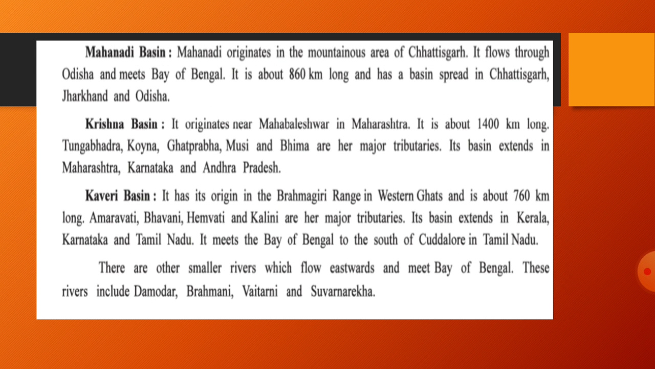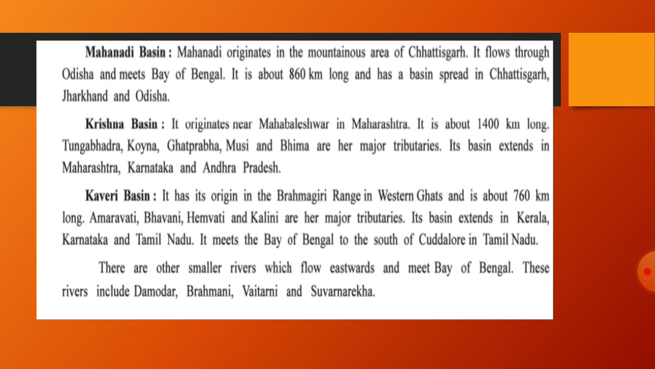Next is the Mahanadi. The Mahanadi originates in the mountainous area of Chhattisgarh, and it is about 860 kilometers long. It flows through Odisha and meets the Bay of Bengal, and its basin is spread over Chhattisgarh, Jharkhand and Odisha.